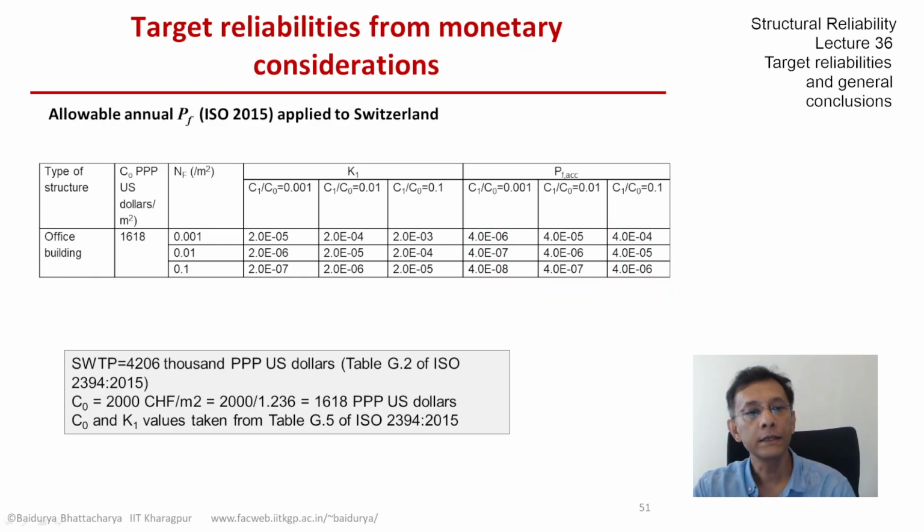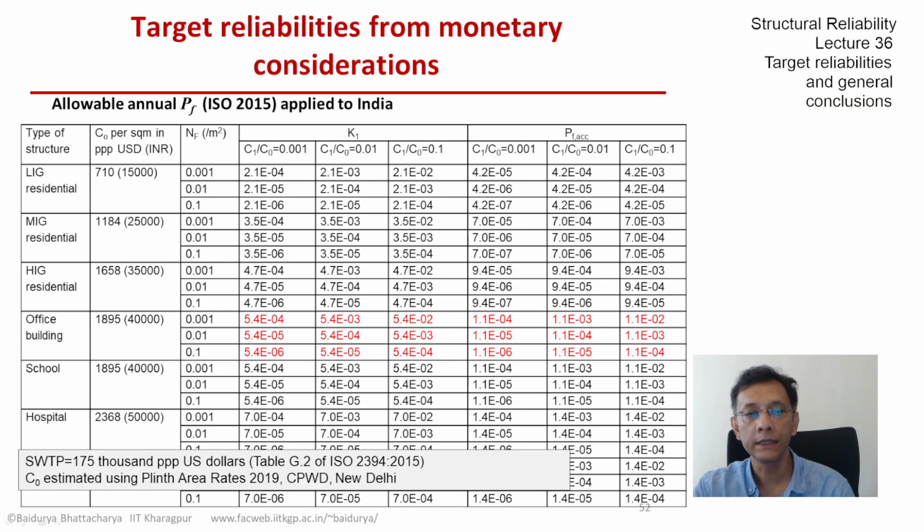But when these numbers are applied to a country such as India, clearly it gives rise to acceptable failure probabilities, which you see in red, that would definitely be considered unacceptable. So there would be questions about adopting such a measure without further consideration in countries that ISO 2394 did not consider when they developed such an approach.